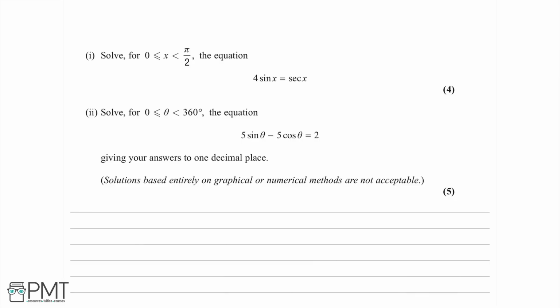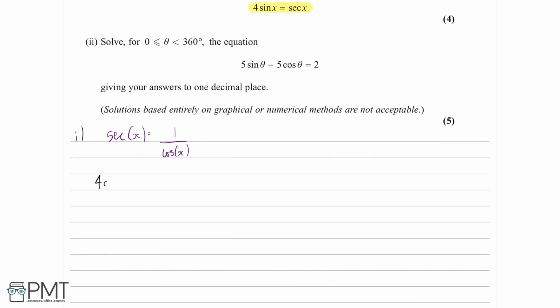So this question involves solving trigonometric equations. Let's read and see what's going on. Solve for the range x between 0 and pi by 2, the equation 4 sine x equals sec x. First thing to do is notice that sec x is just 1 over cos x. So let's use that and see where we end up.